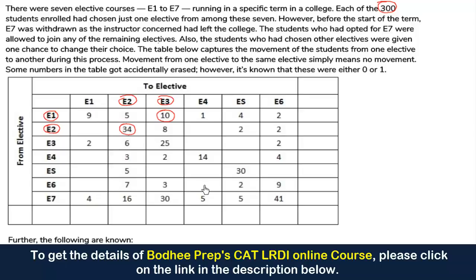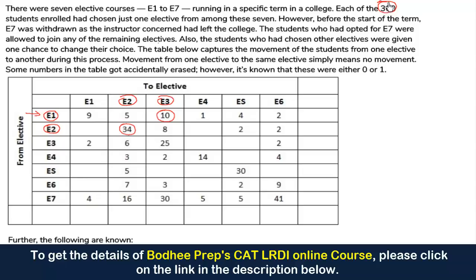So after understanding this entire set, what we can deduce is that if I take the row E1 and add all these numbers, the total will give me the total number of students who took E1 before the change. And if I take the column E2, that gives the total number of students who took the elective E2 after the change. So the addition of a row is before the change and the addition of a column is after the change. That's what we have understood.